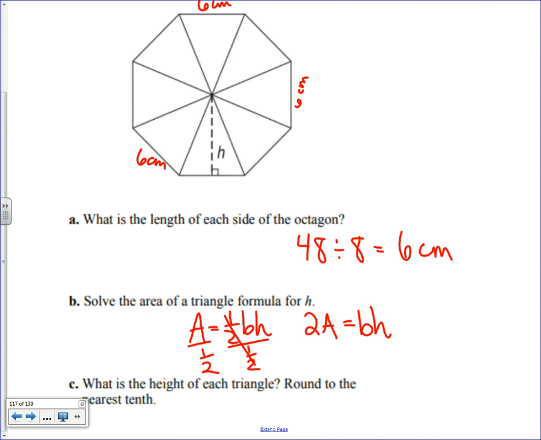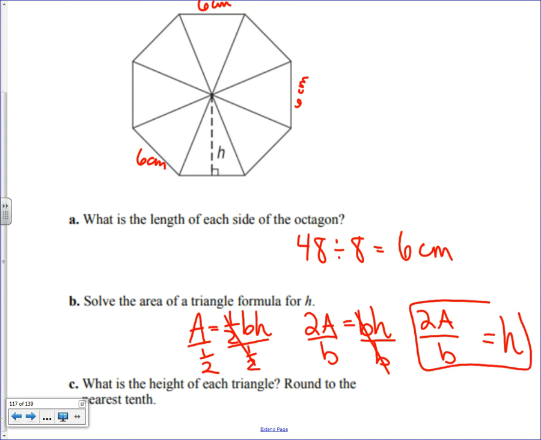We're going to divide. I'm supposed to be solving for h, so I'm going to divide by b, and I get h is equal to 2a over b. Okay. Now it says, what is the height of each triangle? Well, height is what I solved for.